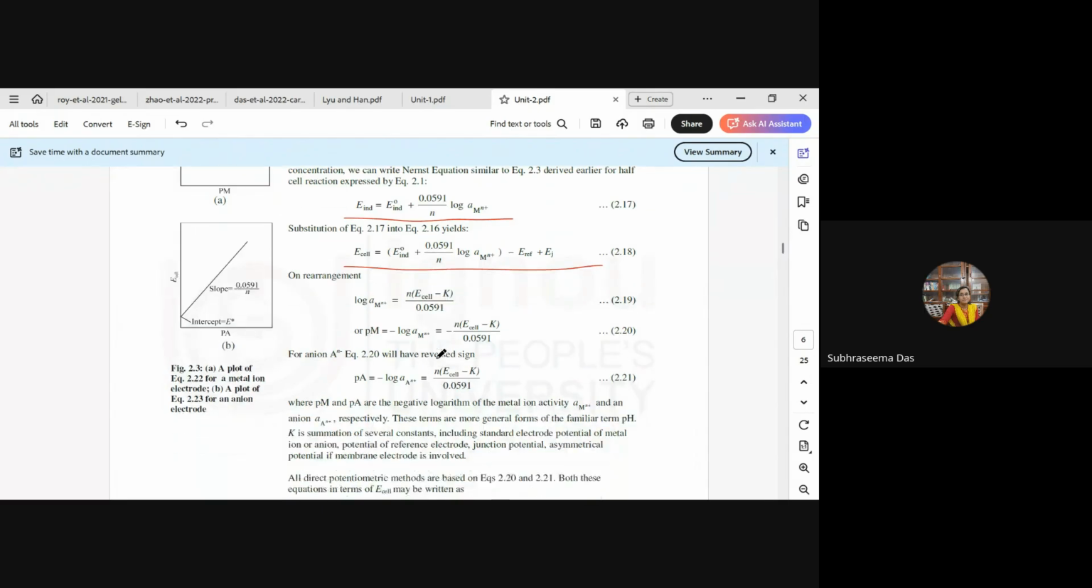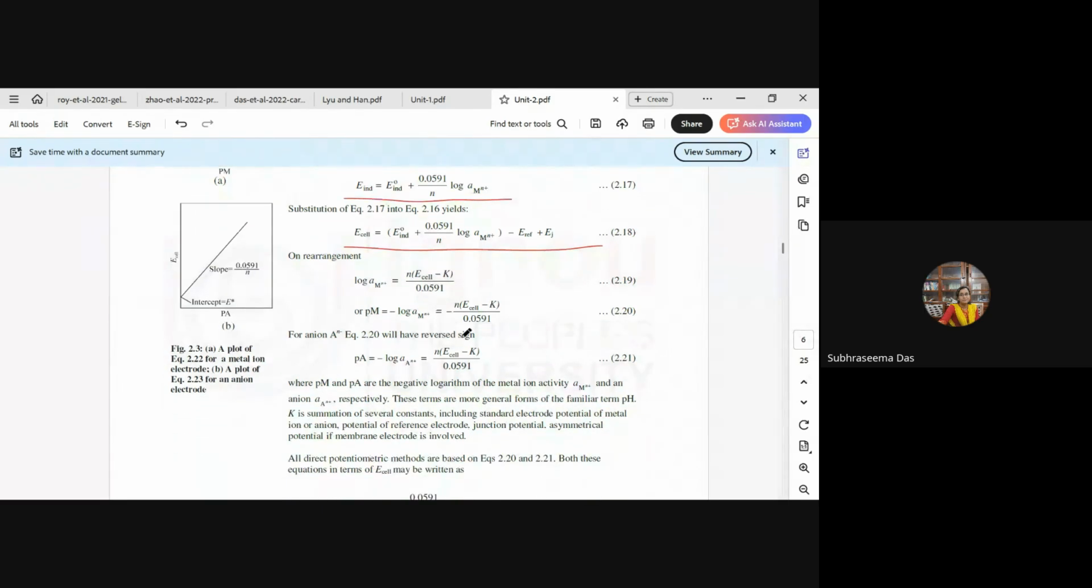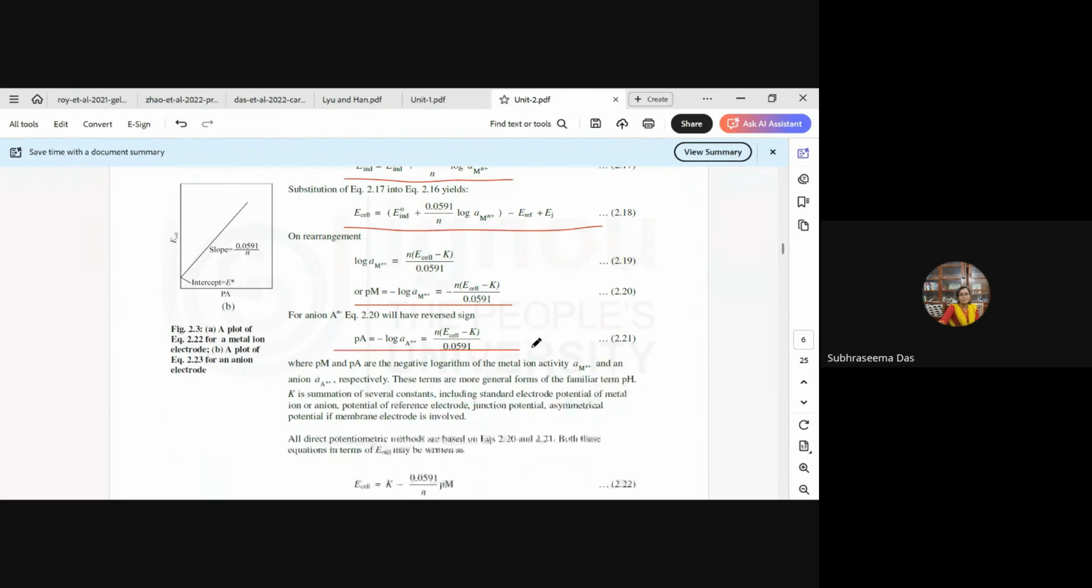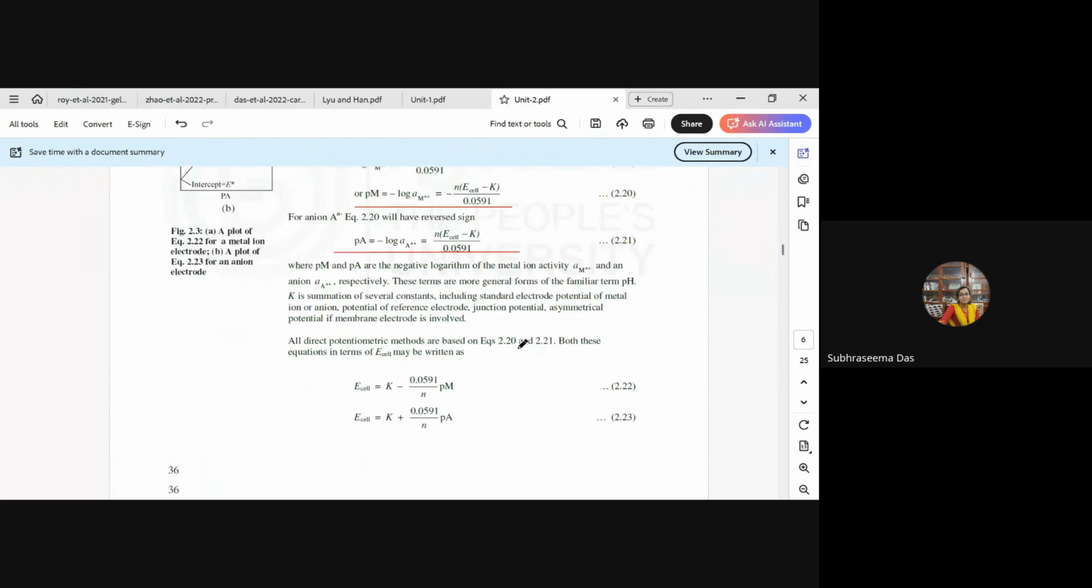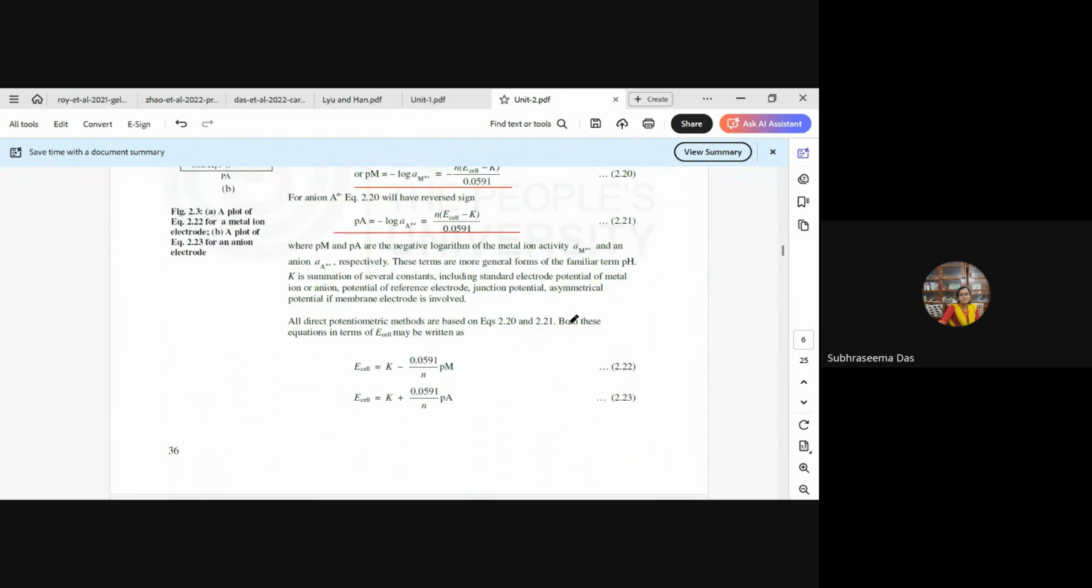On overall rearrangement of this equation, it gives us that pM, where pM is for the cation, equals minus (nE cell minus K) by 0.0591. And pA, where A is the activity of the anion, can be given by this equation. So here is how we can calculate. All direct potentiometric methods are based on these two equations.